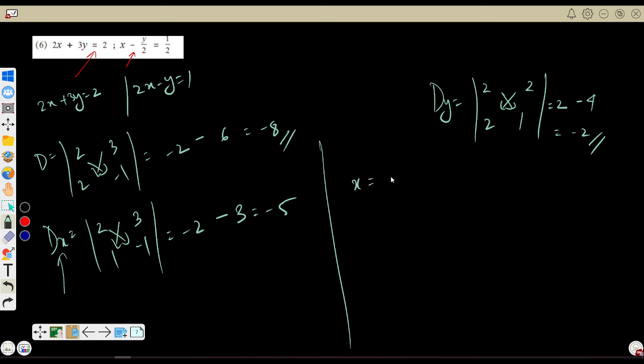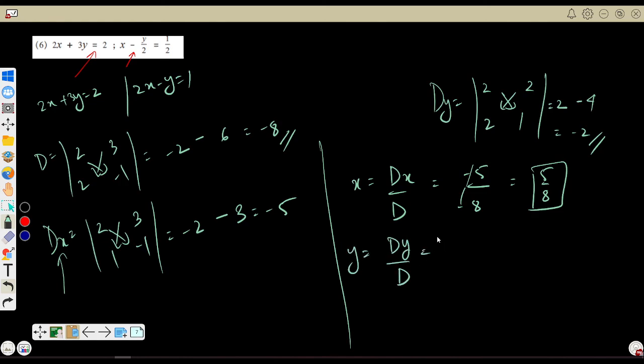Now we have the direct formulas. To find x, the formula is determinant Dx divided by D. The value of Dx is minus 5 upon the value of D, which was minus 8. So minus minus will get cancelled, and the value is 5 upon 8. Now to find y, the formula is determinant Dy divided by determinant D. So the value of Dy is minus 2 upon the value of D, which was minus 8. Minus minus will get cancelled. 2 into 1, 2 into 4. So the value of y turns out to be 1 upon 4.